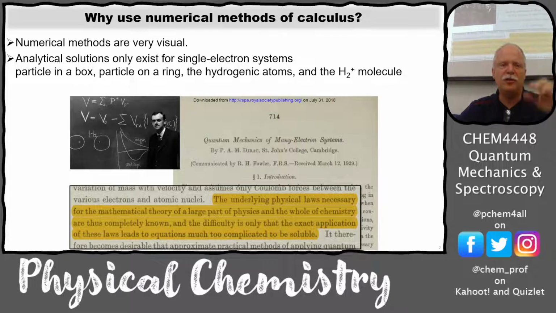Anyway, so numerical methods are very visual. Analytical calculus is not very visual. It's just math on the page. Mathematicians are mathematicians because it's visual to them, right? They look at those equations and they see what's going on. I never really saw what was going on. I'm still working on that.